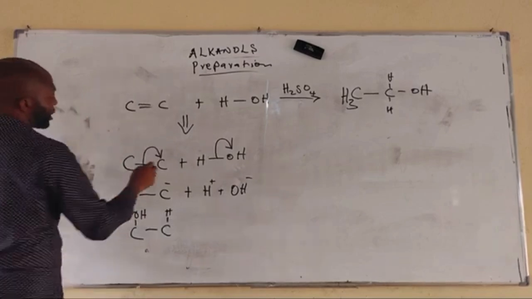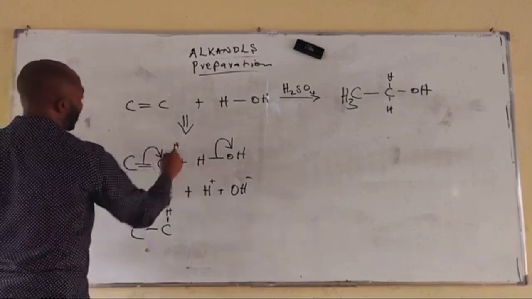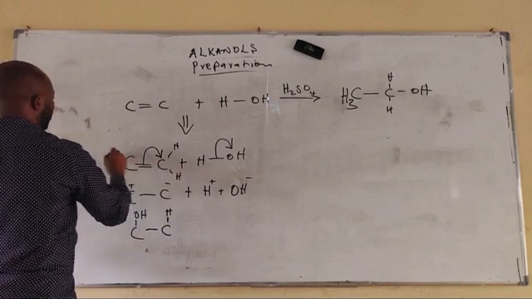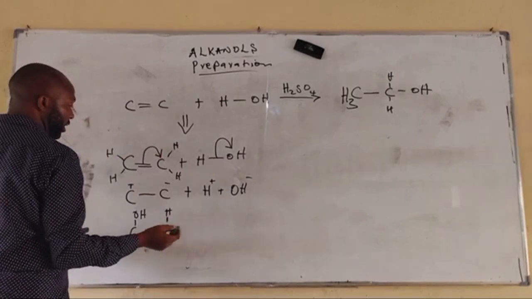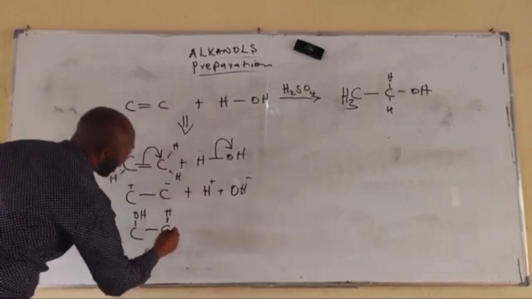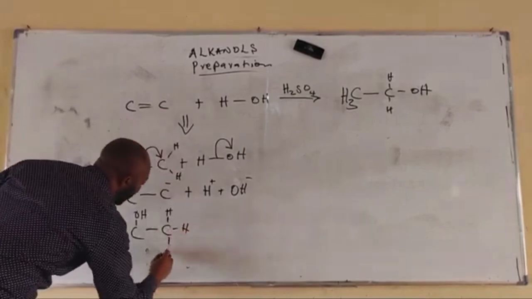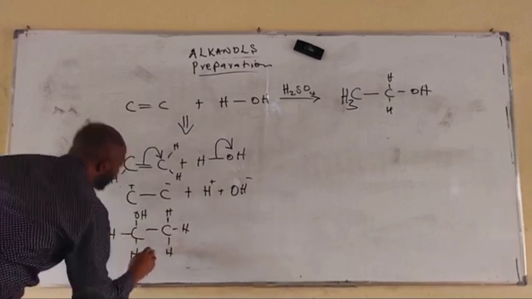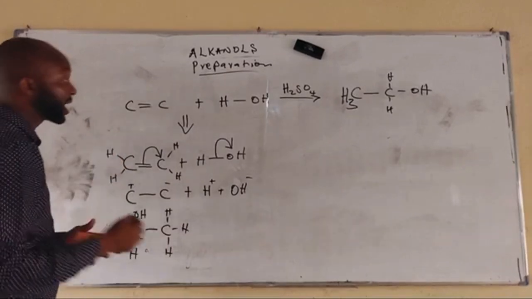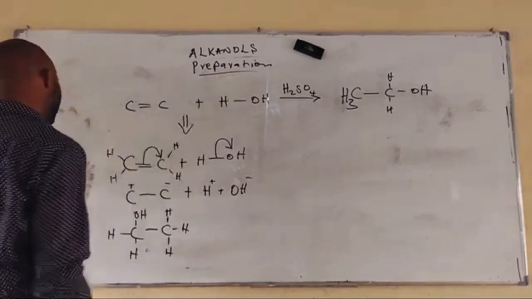So remember, there were two hydrogens here. Don't forget that, even when I don't put them. These two hydrogens are there already. So this side I put my two hydrogens that were there, and this side I put my other two hydrogens that were there. This is ethanol. So this is the mechanism that takes place to give us that ethanol.